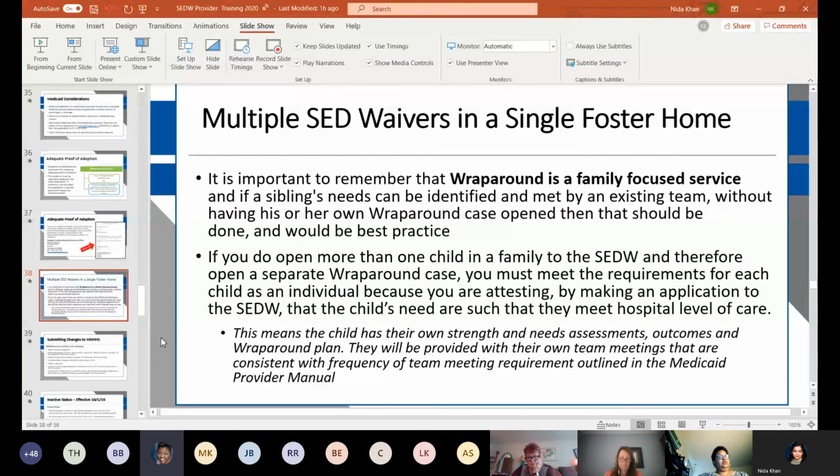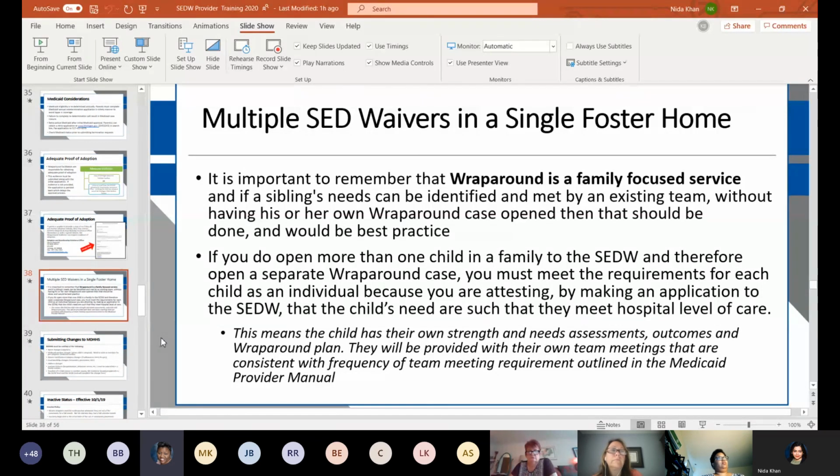So be sure to emphasize that to the family as well, because that's a lot of contact and people coming in and out of the house. Keep in mind that when you meet the eligibility requirements for the SED waiver, we're basically saying your child meets hospital level of care according to MDHHS psychiatric level of care criteria. So what does that mean? That means that each child in that home on the SED waiver must have their own wraparound plan, in our case their own IPOS, which includes their own strengths and needs assessments, their own individual outcomes, as well as their own individualized team meetings that are consistent with the frequency of team meeting requirements outlined in the Medicaid manual. So just keep that in mind if there is more than one child in the house that may be eligible or approved for the SED waiver.